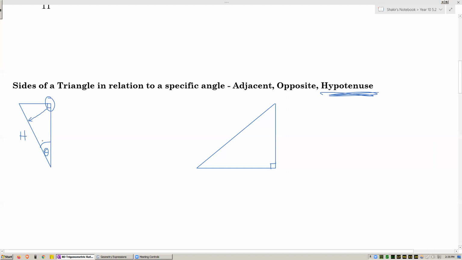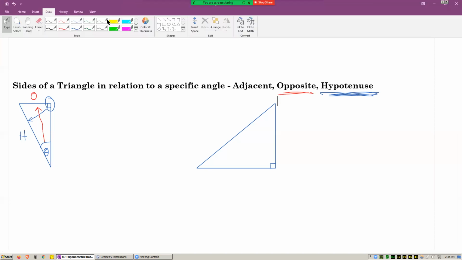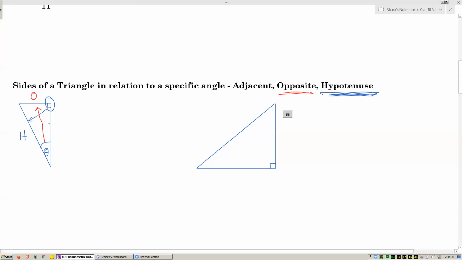Then I'll do the next bit in red. The side opposite the angle I'm talking about, I'm going to call opposite, O. And then finally, you have the side which is right next to theta. Obviously the hypotenuse is also right next to it, but I'm not talking about the hypotenuse. I'm talking about the other side. The hypotenuse and the other side make up this angle theta. So I'm going to label that A for adjacent.